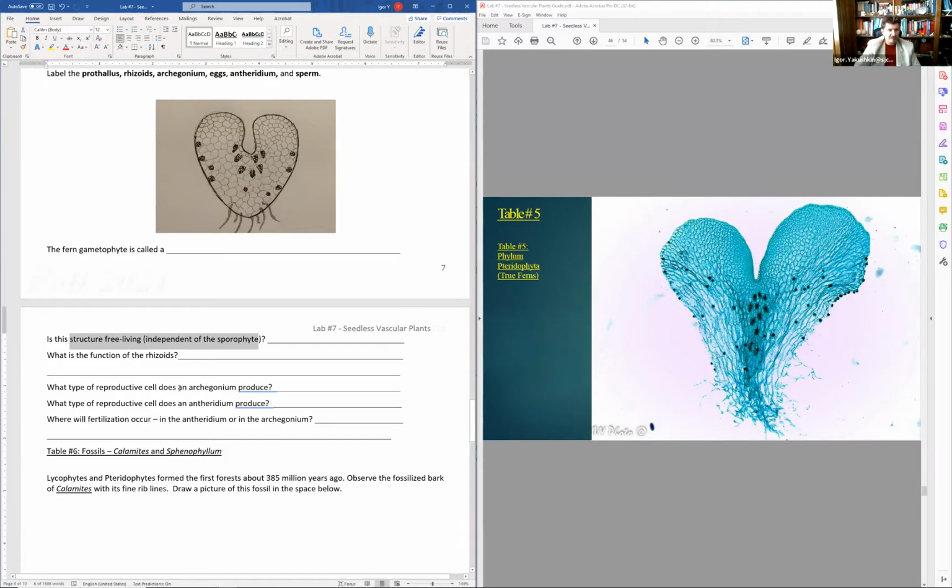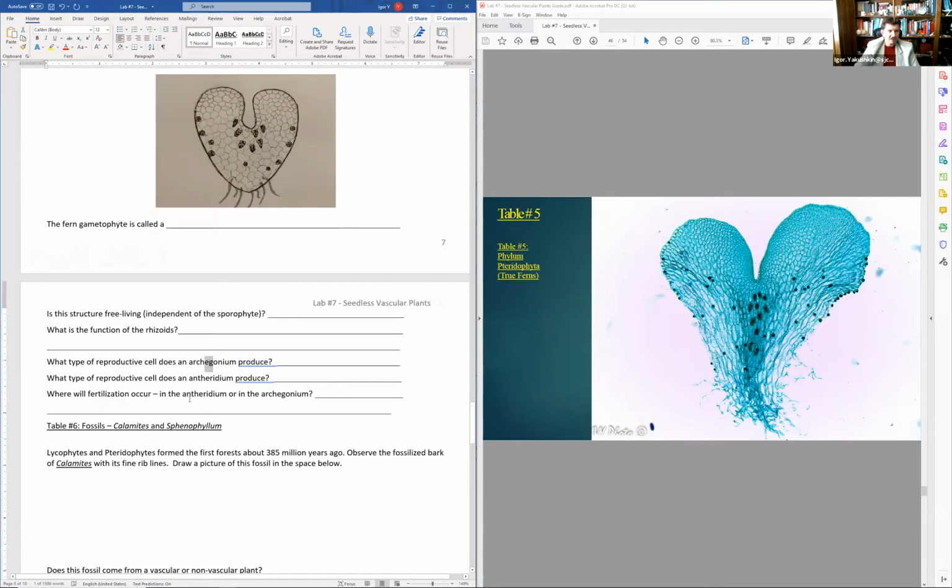What type of reproductive cells does the archegonium produce? Very easy, that one, right? You're supposed to have eggs. Yes, I understand that, egg, but it still gives you a nice visual of what kind of cells it's producing. Eggs. What cells does the antheridium produce? Well, that would be sperm, because there are no eggs inside, therefore it has to be sperm.